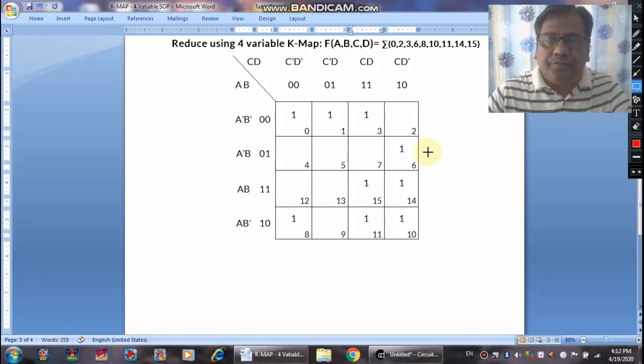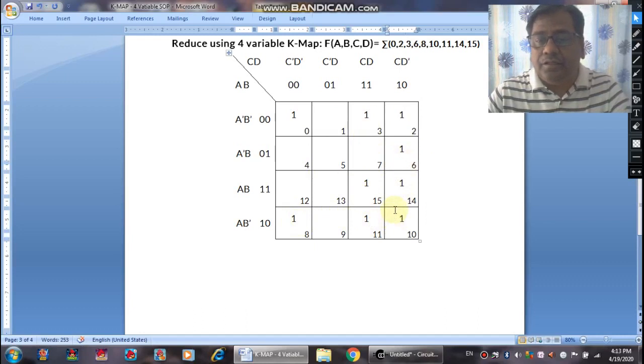The first group is very evident. First check the numbers. I think the numbers are wrong. I will recheck it: 0, 2, 3, 6, 8, 10, 11, 14 and 15.